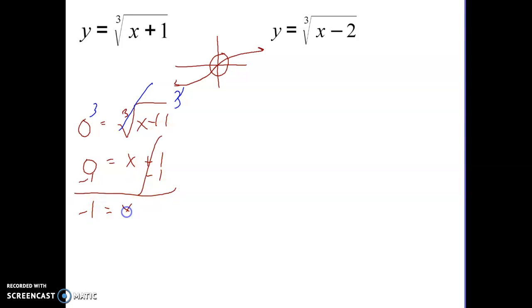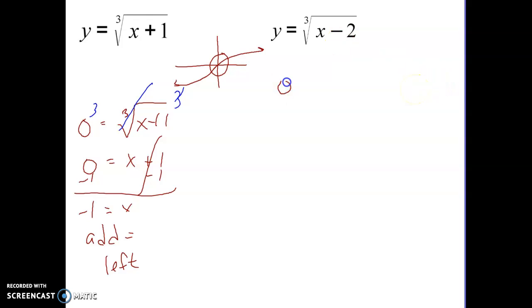Negative 1 equals x. So what happens is because I had to do the opposite right here, I had to do the inverse operation to move it to the other side. Turns out this plus 1 has the effect of moving my x-intercept over here to negative 1, so it will move the entire graph to the left. So when you add a value, that's going to move your graph to the left. Okay, so based on that, what do you think is going to happen when you subtract a value? Okay, let's test your hypothesis.